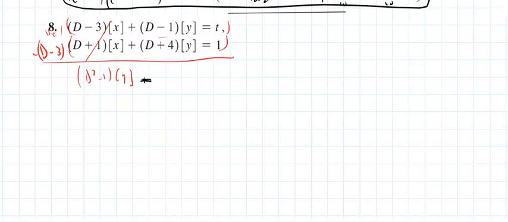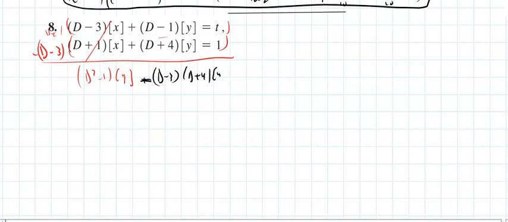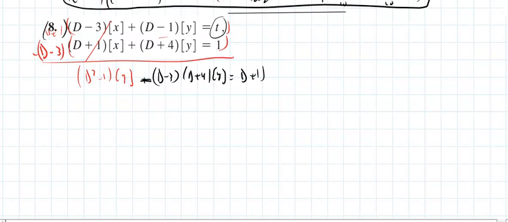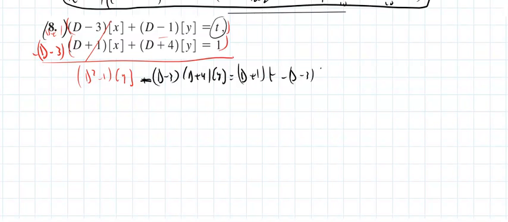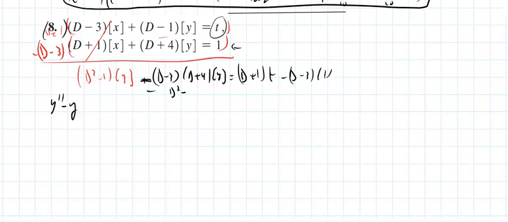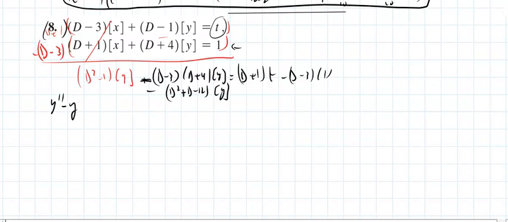So I'm going to get d minus 3 into d plus 4 operating on y. And that's going to equal, let's see. If I operate d plus 1 on t, that's going to be the derivative of t. You know what? Let me write it out. Might as well. And a negative d minus 3 operating on 1. That's this. So here I have y double prime minus y. This is really d squared plus d minus 12 operating on y, if I'm not mistaken.